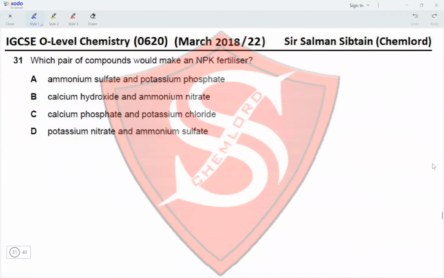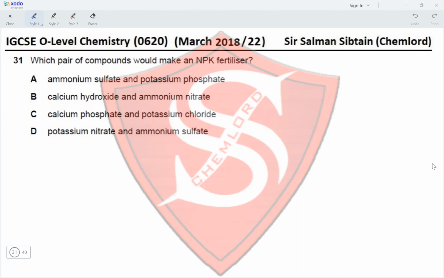Hi guys, this is IGCSE O-Level Chemistry Paper 22, March 2018, question 31. Which pair of compounds would make an NPK fertilizer? So the pair should have all three, nitrogen, phosphorus, and potassium present.